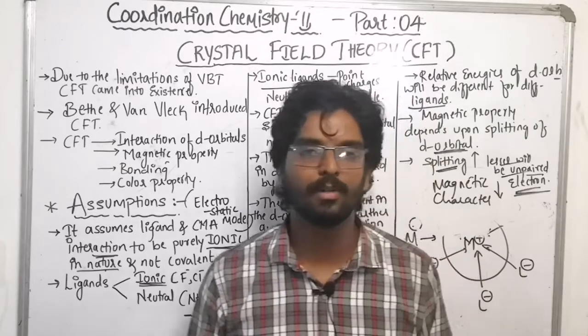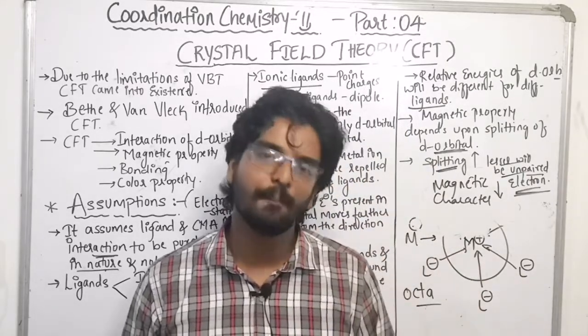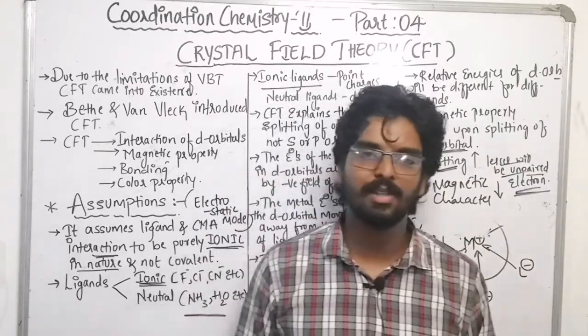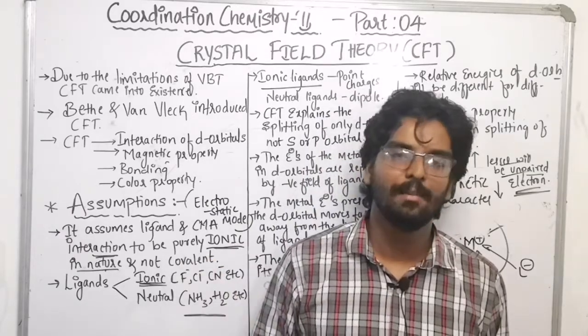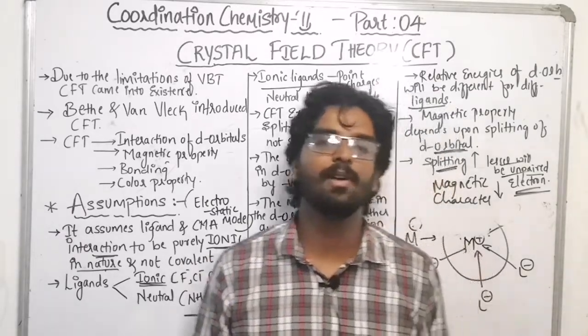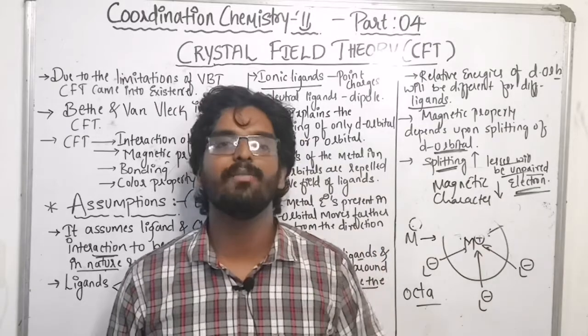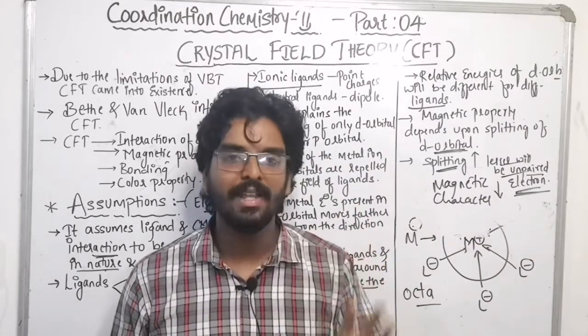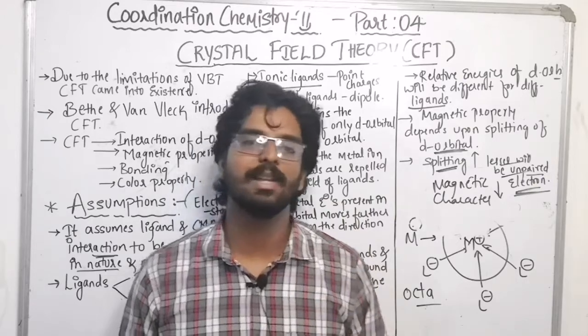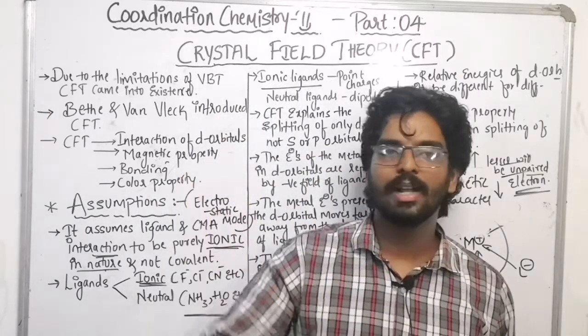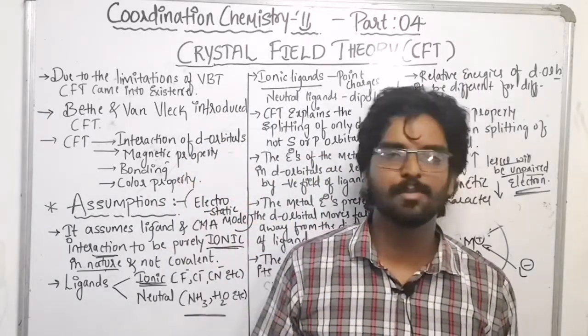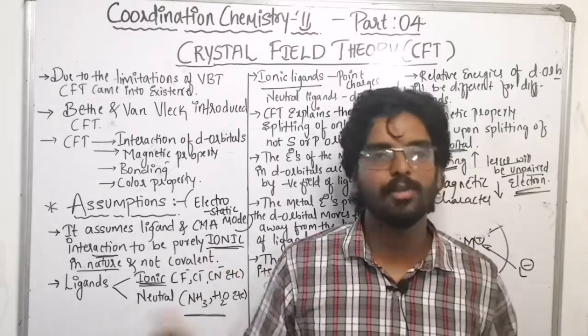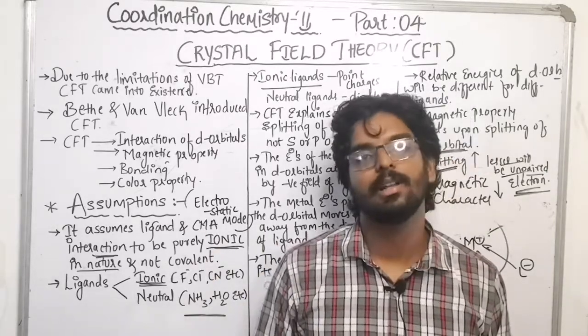All those things are there for our syllabus also, and we will learn in depth in the next part, coordination chemistry part 2. Once again I am saying these are some of the assumptions, but the actual CFT begins with the splitting of the d orbital and the orientation of the d orbital, and why and how the splitting is taking place with respect to octahedral complexes and tetrahedral complexes. All those things are there. Yes, we will discuss that in the next part.